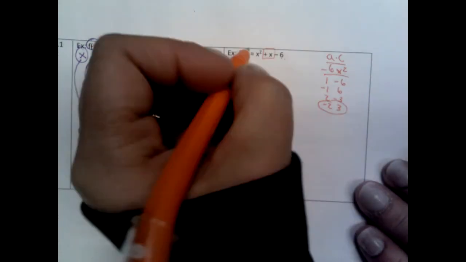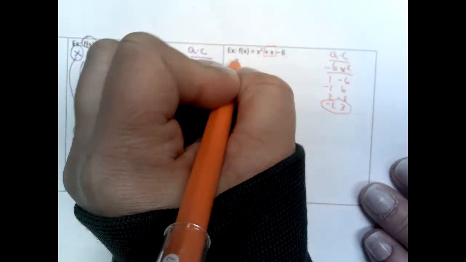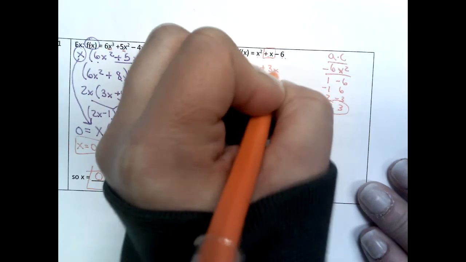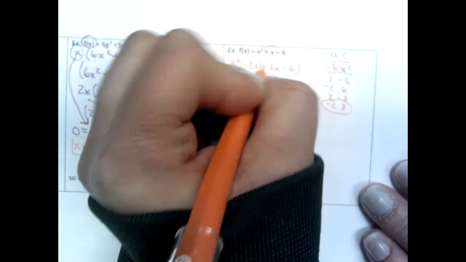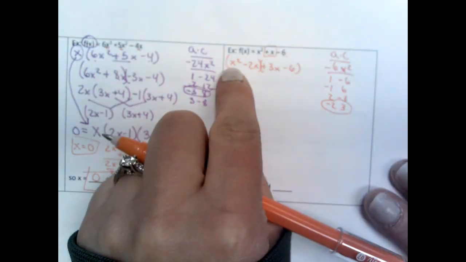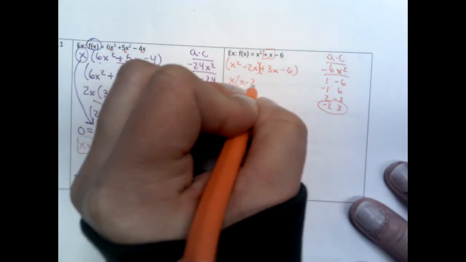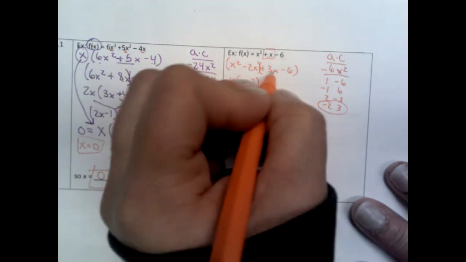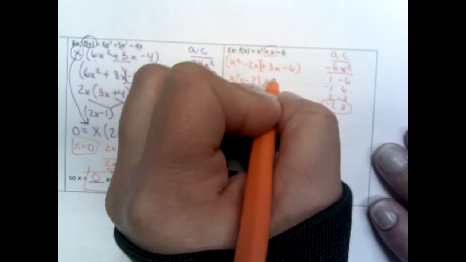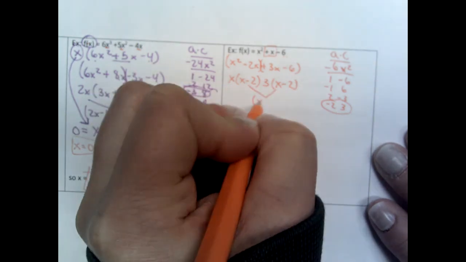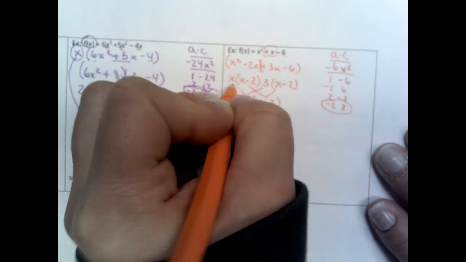Now I'm going to factor that. So I have x squared, and instead of x, I'm going to put minus 2x and plus 3x minus 6. Out of this first set of parentheses, I can factor an x, and I'm left with x minus 2. And out of the second parentheses, I can factor a 3, and I'm left with x minus 2. This matches, so I know I'm on the right track. And there's my other factor.